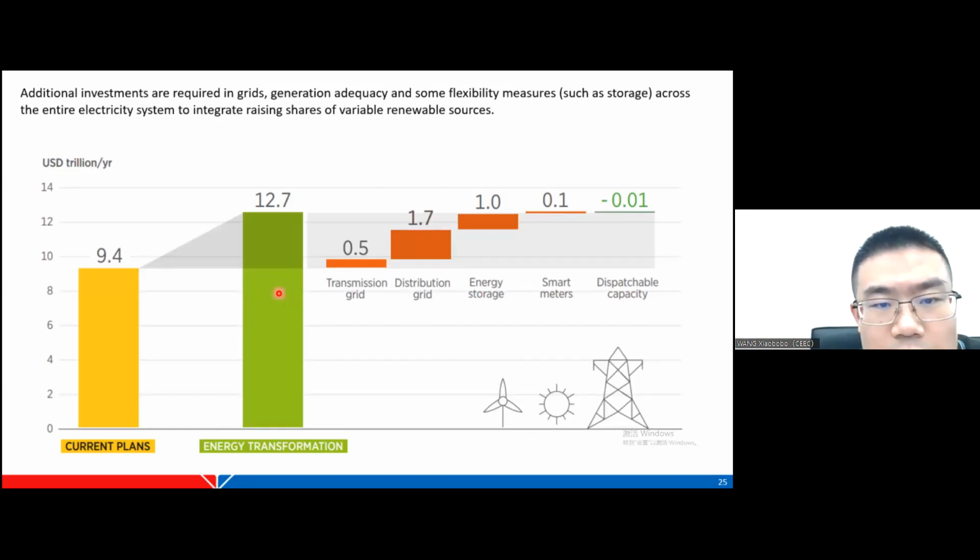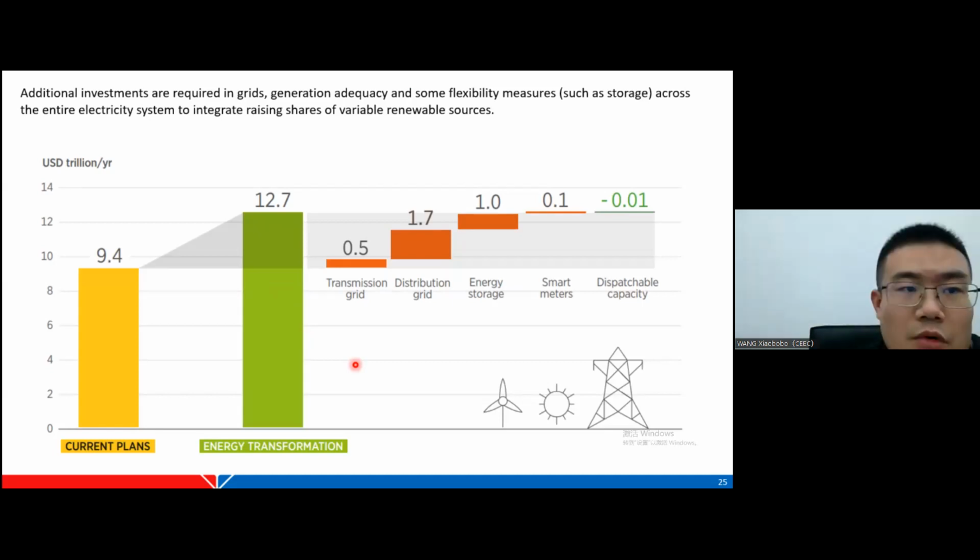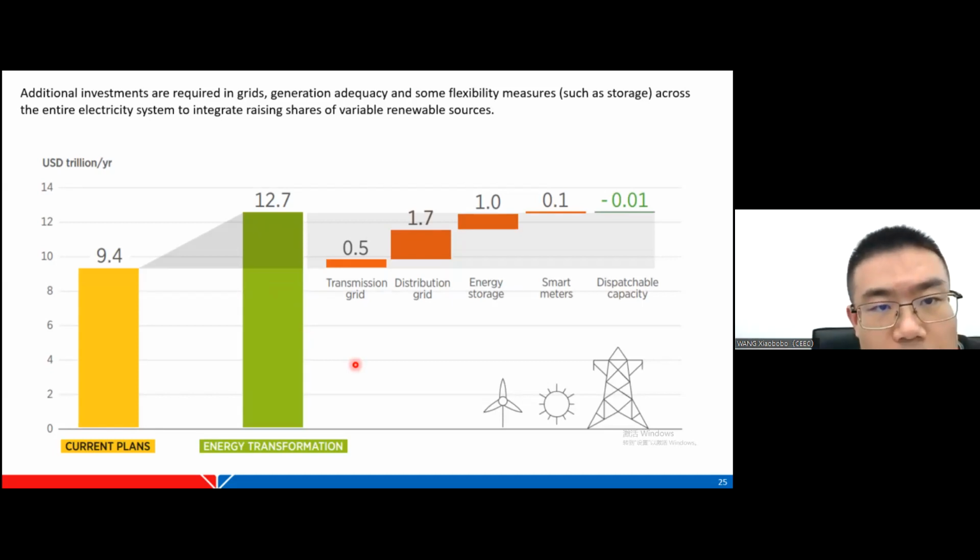Okay, so in this case, we can see that additional investments are required in grids, especially generation adequacy and some flexibility measures, energy storage across the entire electricity system to increase the rising share of reliable renewable resources. As you can see, we need several measures to adapt, these flexibility measures.